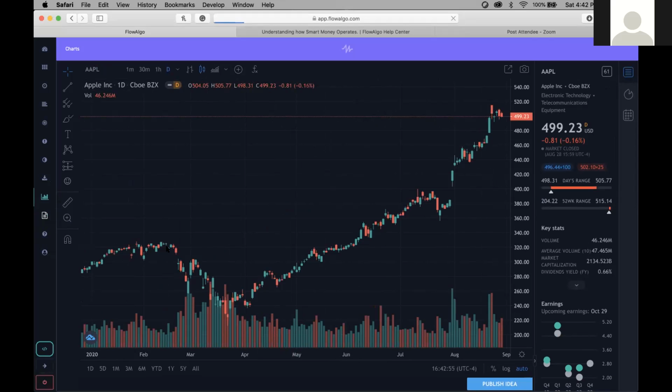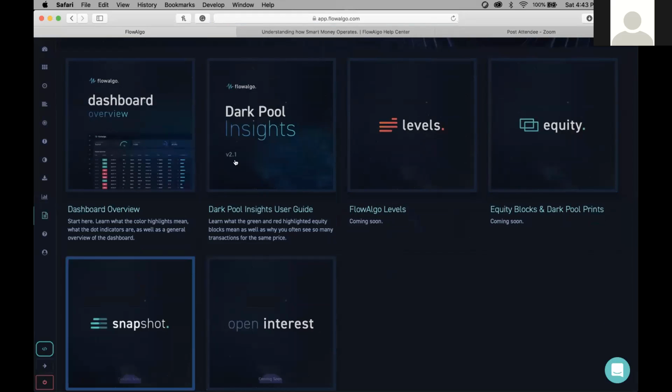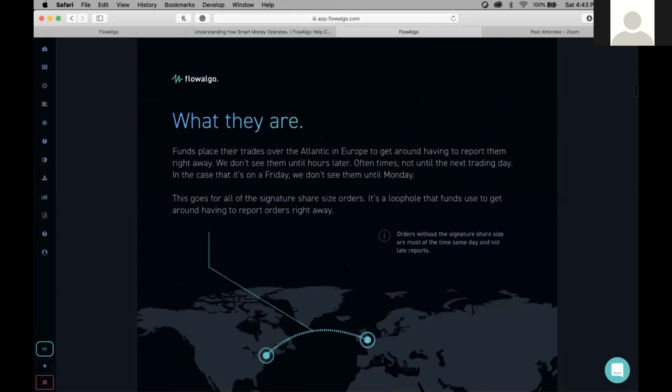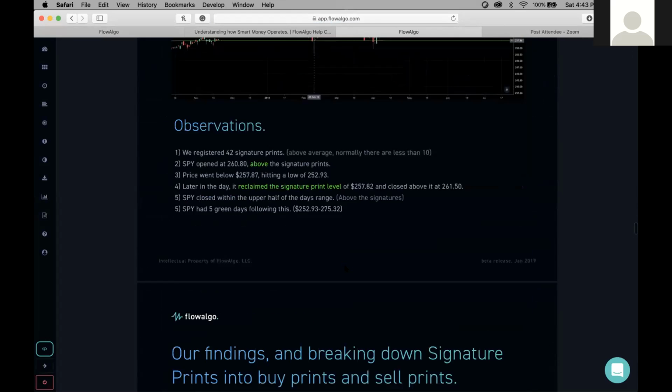There's also this Learn tab, which I think is pretty cool. They have a bunch of stuff. They haven't finished all of these, but if you want, you can look at the Darkpool insights. They have all this information and signature prints and all this kind of stuff. So there's plenty of stuff to learn.